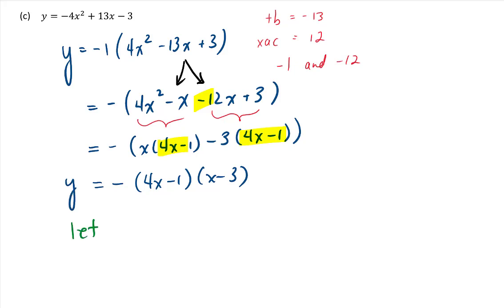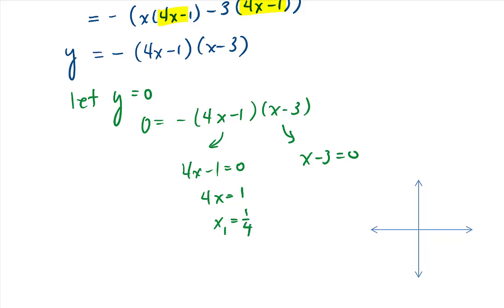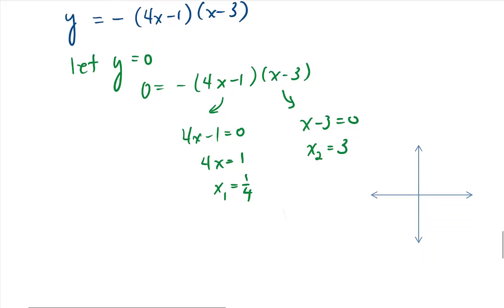Next step, let y equal 0, since we want to find the x-intercepts. So we get 0 equals negative 4x minus 1, x minus 3. Setting each factor equal to 0, we get 4x minus 1 equals 0, and we get x minus 3 equals 0. Solving for x, we get 4x equals positive 1, and therefore x1 equals 1/4. And then for the second 0, we get x2 is equal to 3. So there are our two zeros.